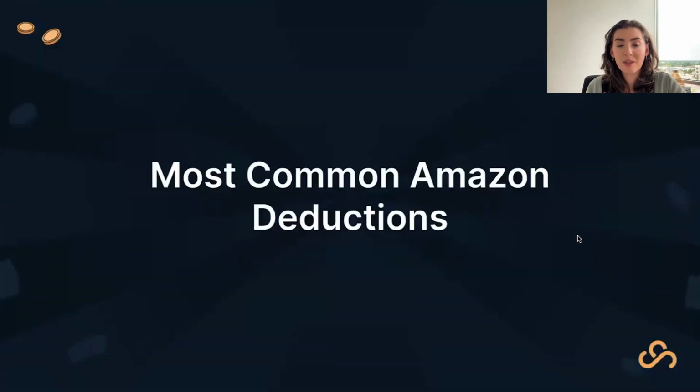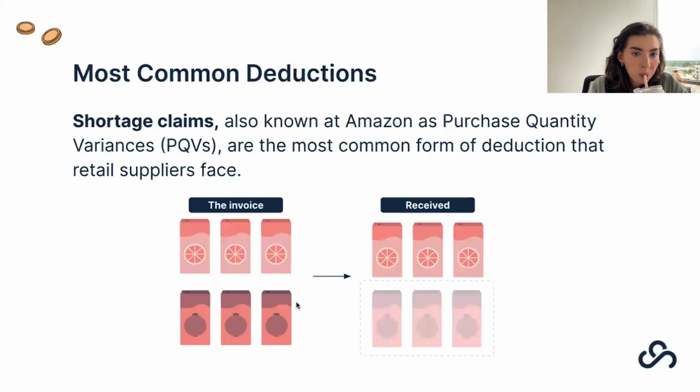All right, so we're going to talk about the most common Amazon deductions and how to avoid and fight those. We're reiterating a little bit, but this is the most common deduction, and that is the shortage claim, also known as the purchase quantity variance, and it's the most common form that retailer suppliers face, like I mentioned before. So if you're seeing these at other retailers, let us know. We'd like to talk about those as well. But today is focused on Amazon, and it's no surprise that that is the main issue for suppliers that we work with.